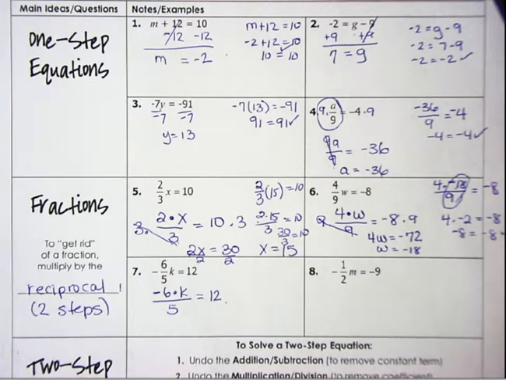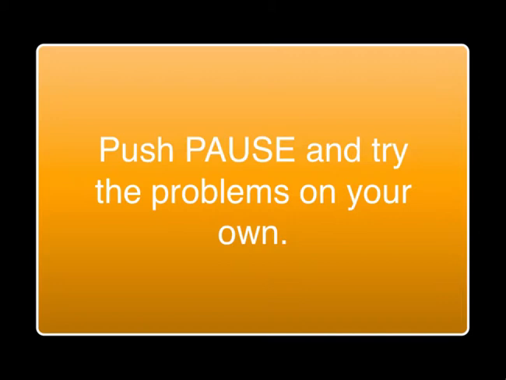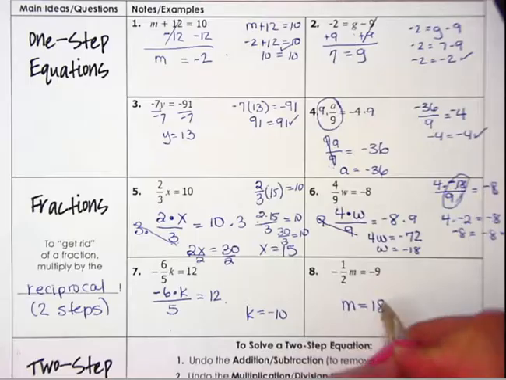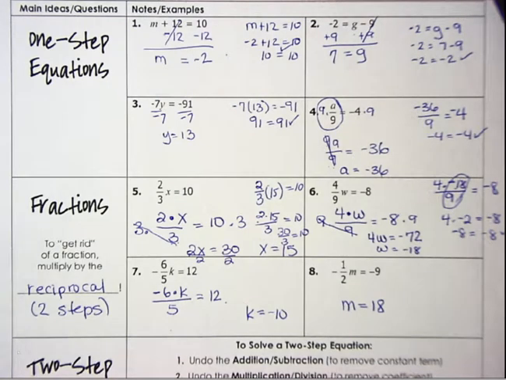And just make sure to double check and make sure you have the correct answers. And then same thing for number 8. So go ahead and try 7 and 8, see what you come up with for answers. All right, for the last two, you should end up with k is equal to negative 10 for number 7, and for number 8, m is equal to 18. If you didn't get those, just let me know tomorrow. We can take a look at what you did.